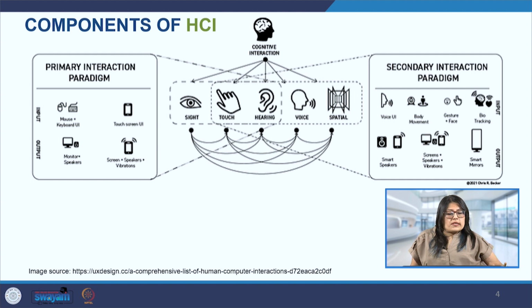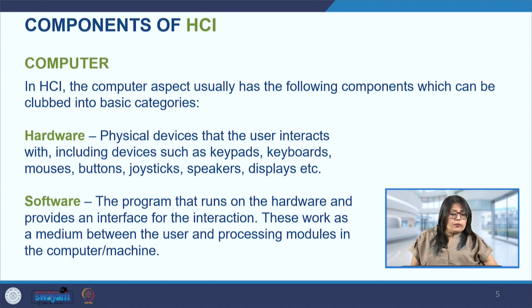There are some games like Xbox that allow the users to control games using body movements, which are detected by a camera that is installed. So in many modern systems, these primary and secondary interaction paradigms are integrated to create a richer and more intuitive user experience. Now, coming to the other main components of HCI, we look at these three here.